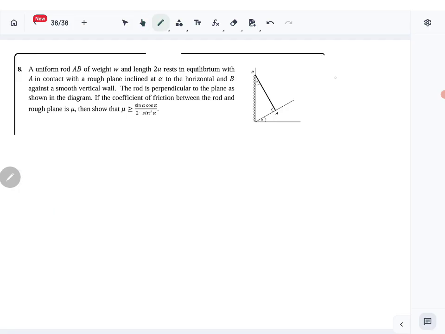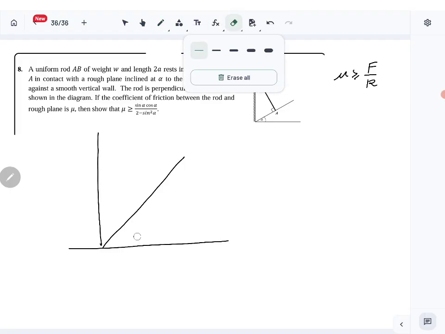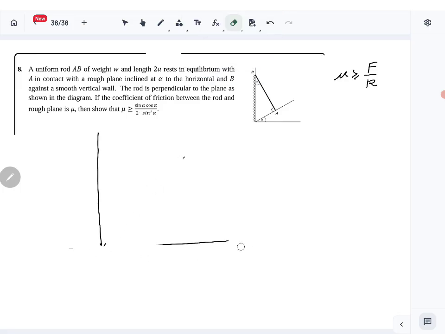So what do we know? Mu is greater than or equal to F over R. So we need to find friction and normal reaction. Then we can show this. So first let's draw a diagram, then mark everything. I will just draw a big diagram. When you are doing the problem, just mark the forces on the given diagram.